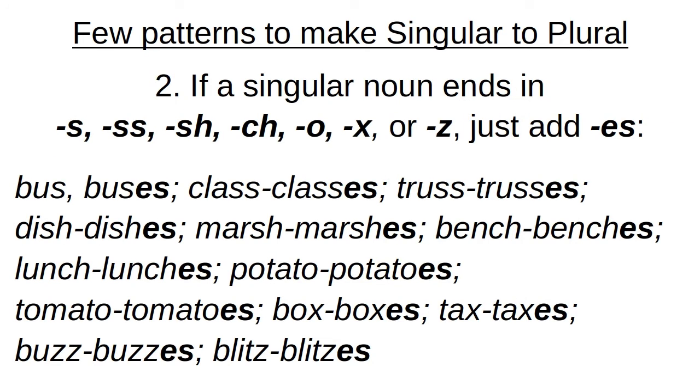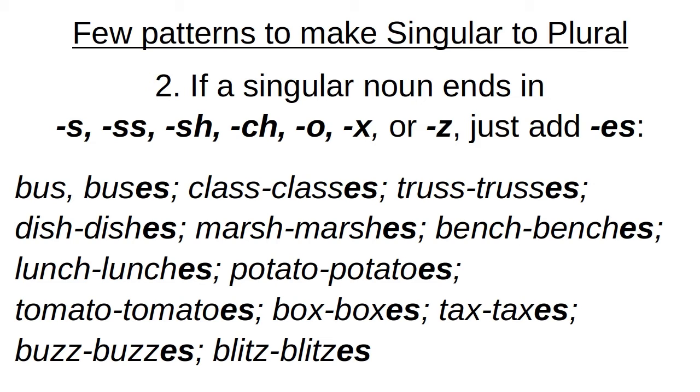The second pattern is that we can add the inflectional ending es. If a singular noun ends in s, ss, sh, ch, o, x or z, for example, bus, this word ends in s, so to make it plural we add es. So it becomes buses.